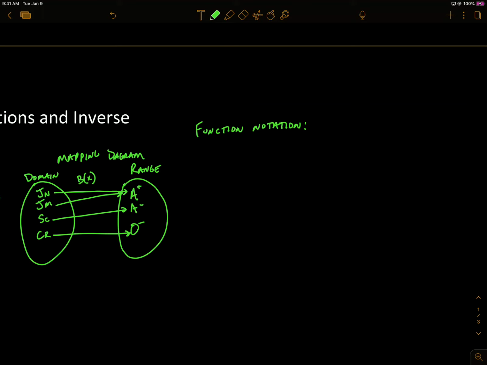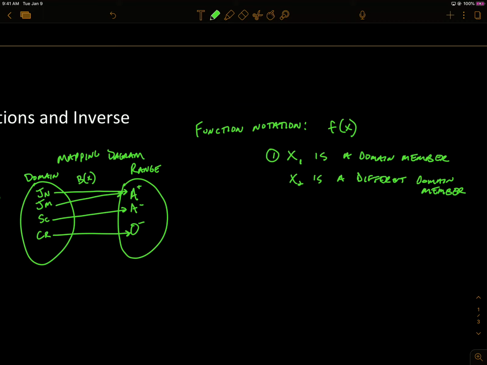We have the mapping, but we also use notation like f of x. I'm going to use x sub 1, x sub 2 to denote different domain members. First, x sub 1 is a domain member, and x sub 2 is a different domain member. Domain is input, the thing you put into the function, or your x value, or your domain. Those are things you'll hear me call that.